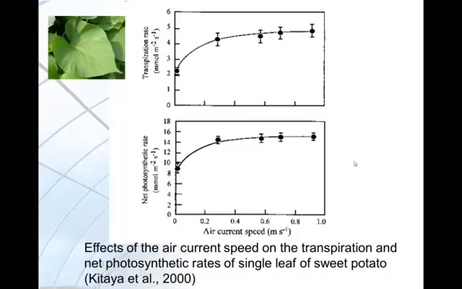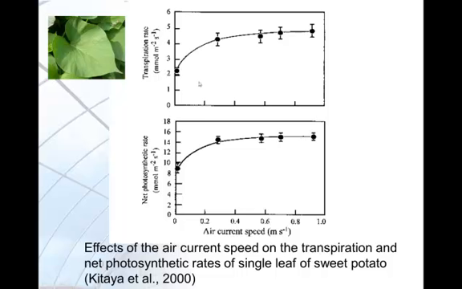So this chart is showing the actual measured value of net photosynthetic rate and transpiration rate of a plant leaf as affected by air current speed. And as you can see, by increasing air current speed up to 0.5 meter per second or so, you can actually increase the photosynthetic rate and transpiration rate compared to the zero air current speed situation.